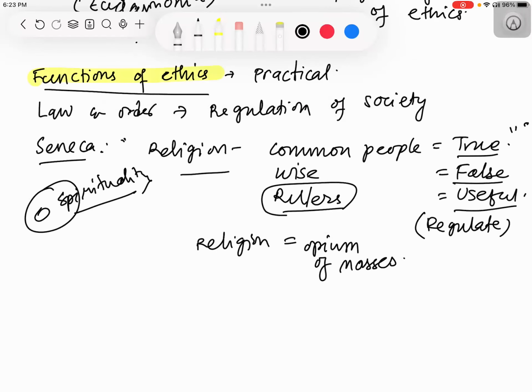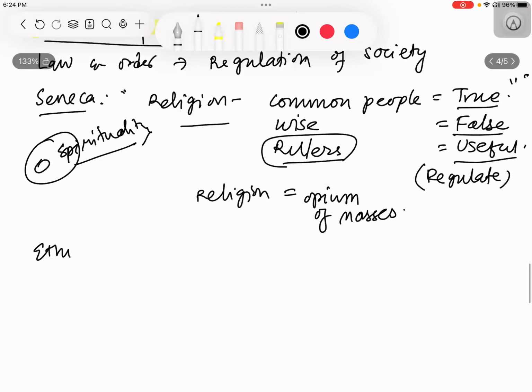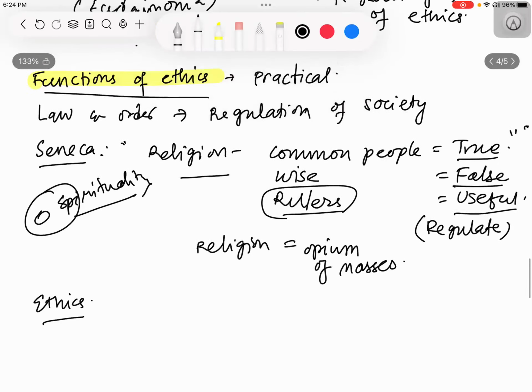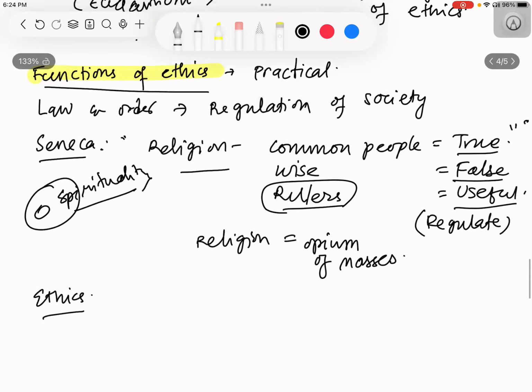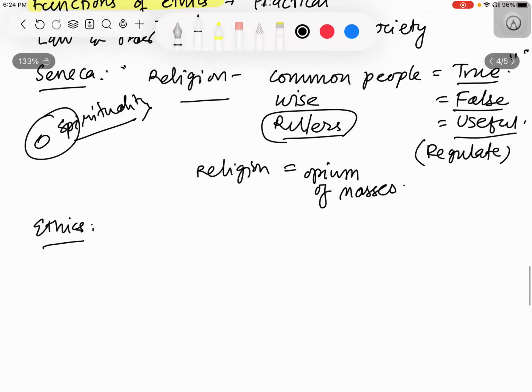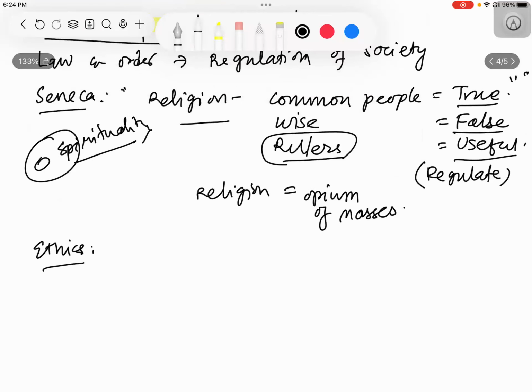So can we say the similar thing about ethics? This is my point. If you are saying that religion is useful to maintain law and order, can you say that ethics is also the same? That common people think it is true, but the wise think it is false. No sir, these two things will be true, but this point will not be true. In the case of ethics, even wise people will understand that ethics is not false. Ethics is in fact the real happiness, true happiness, which we also call eudaimonia. So this is the functionality.